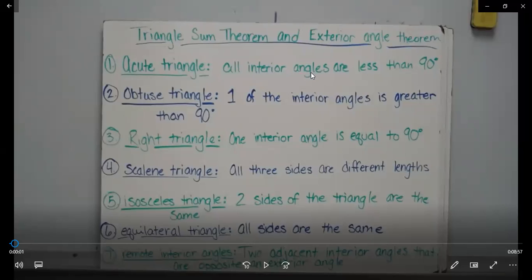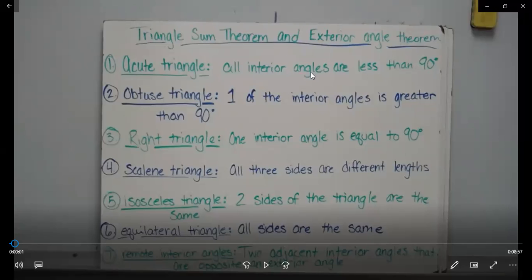Also, we can classify a triangle according to the length of each side. Scalene triangle: all sides are different. Isosceles triangle: two sides are equal in length. And equilateral triangle: all sides are equal in length.